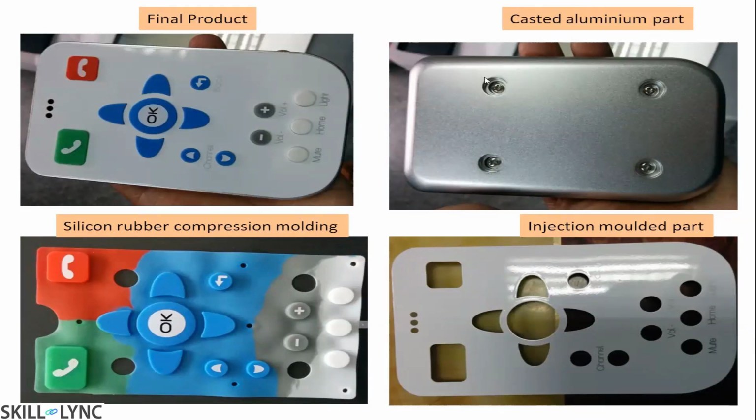See, the bottom is a casted part and the top panel is an injection molded part, and these are the compression molding parts, where the keypads and the remote buttons are all made by silicon rubber compression molding. The top panel is the injection molded part, the bottom is the casted part. We are talking mainly about the injection molded part, right? Whatever you are seeing here is the visible surface. It will be molded by the cavity, and what you are seeing inside is the core.